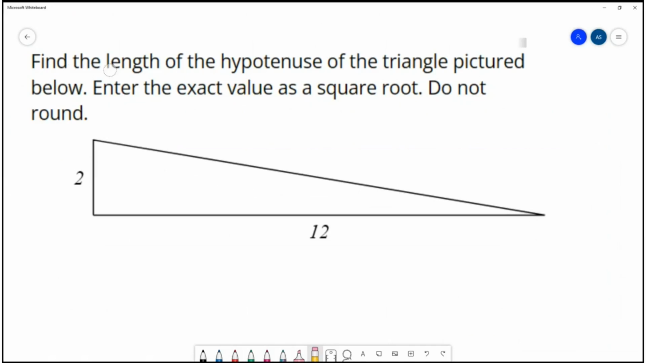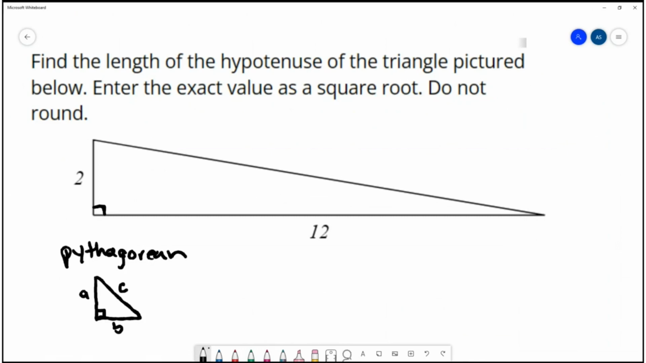For this question, we want to find the length of the hypotenuse of the triangle pictured. Enter the exact value as a square root, do not round. So we've got this right triangle. Because we have a right triangle, we can use Pythagorean theorem. And Pythagorean theorem is when we have a right triangle, we label the legs of the triangle A, B. The hypotenuse is the side opposite the right angle. We label that with C.